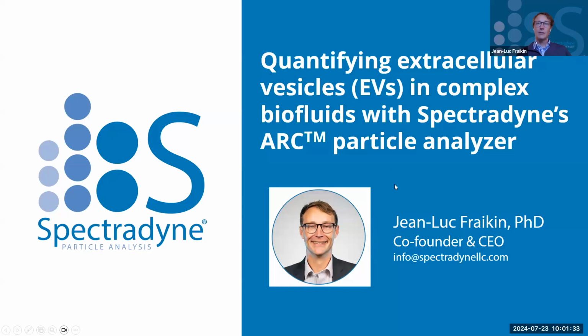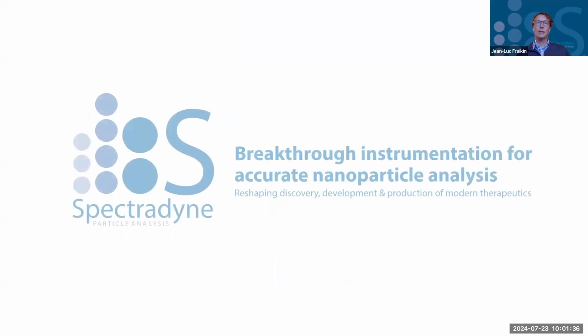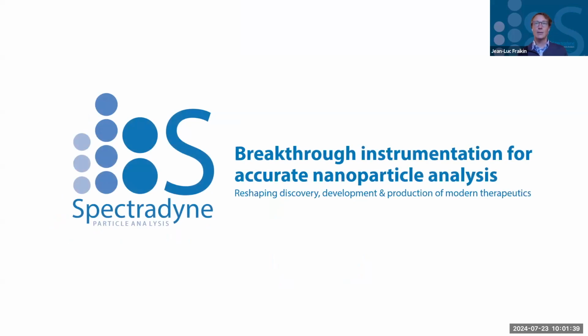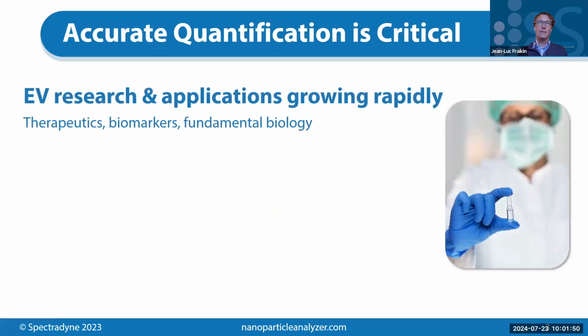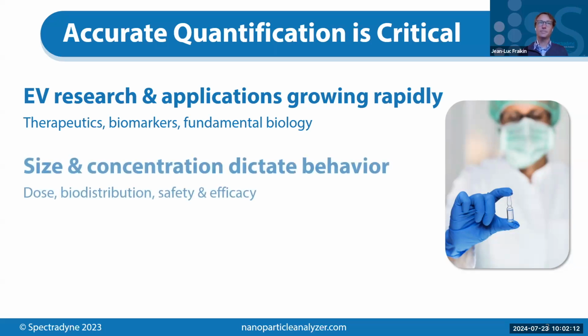So if you don't know Spectradyne, our company is really dedicated towards making accurate nanoparticle analysis technology. And we have a mission of reshaping the discovery, development, and production of modern therapeutics, so mostly nanomedicines, right? EVs in particular are an important component of that, obviously, because they show so much potential, right? So they are involved in many different areas of fundamental biology, and as such are being developed for use as therapeutics, as biomarkers, and even just to understand the fundamental biology.